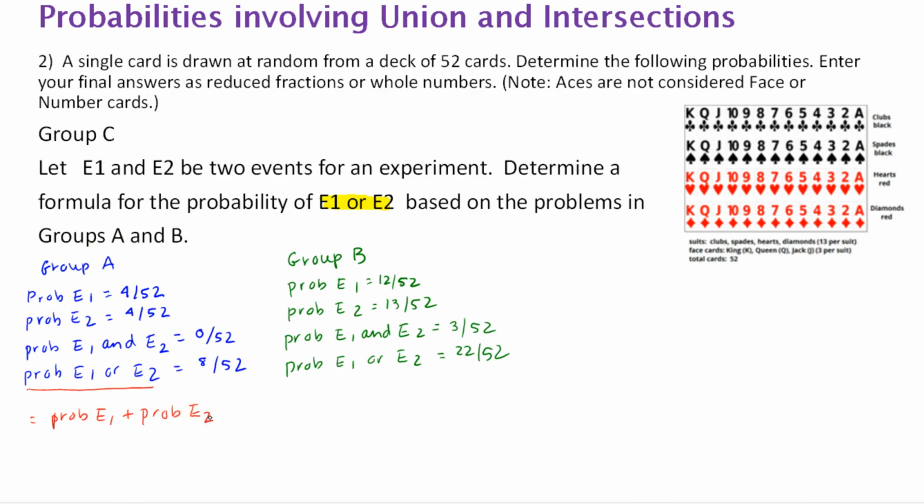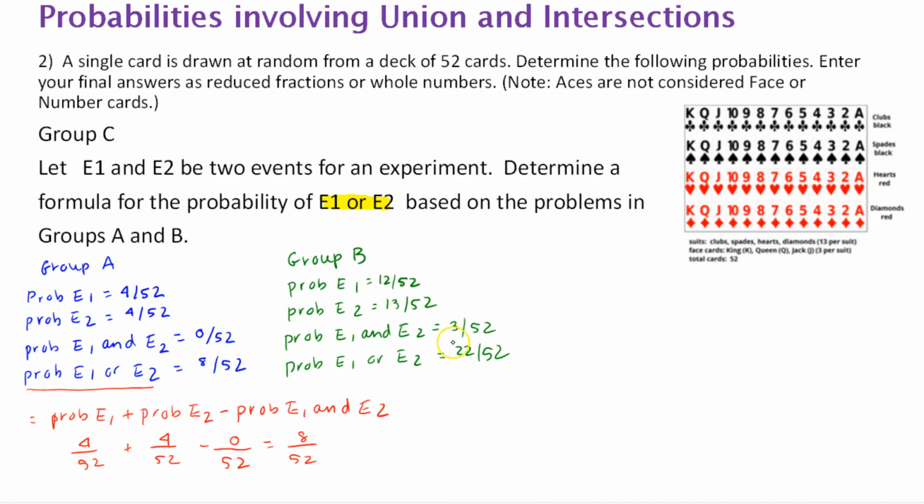Now this part is going to seem weird, but it's going to help us connect these two groups of problems that were different. We can subtract off the intersection. Notice the intersection was the empty set. They didn't have anything in common. So it's okay to subtract it off. And we will get the probability of E1 or E2. So this in numbers was 4 out of 52 plus 4 out of 52 minus 0 out of 52 equals 8 out of 52, where 8 out of 52 is the union.